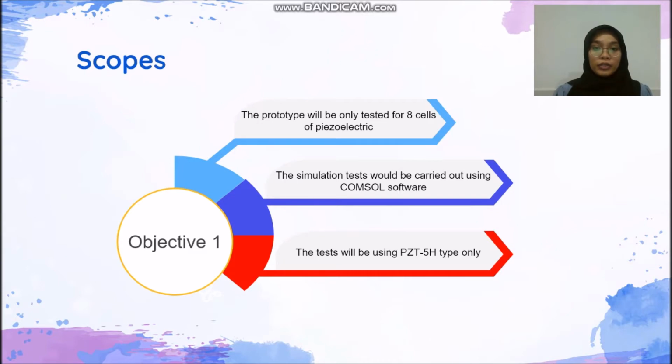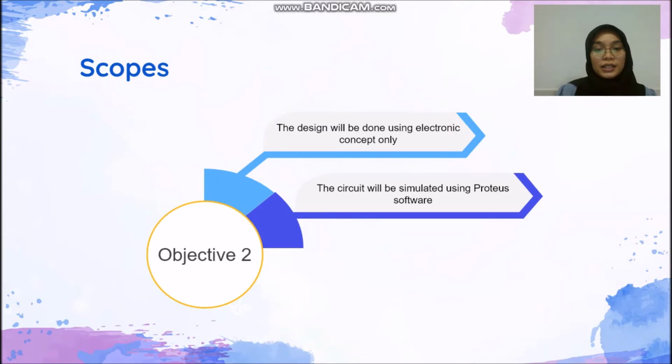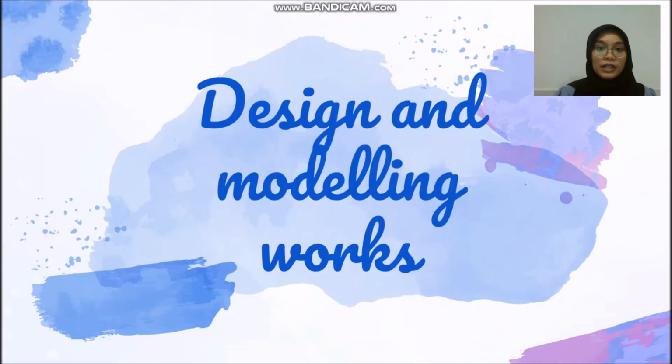As for objective 1, the scopes are: the prototype will only be tested for 8 cells of piezoelectric, and the simulation test will be carried out using COMSOL software. The test will be using PZ85H type only. The scope for objective 2, the design will be done using electronic concept only, and the circuit will be simulated using Proteus software. So, we proceed to the design and modeling works.